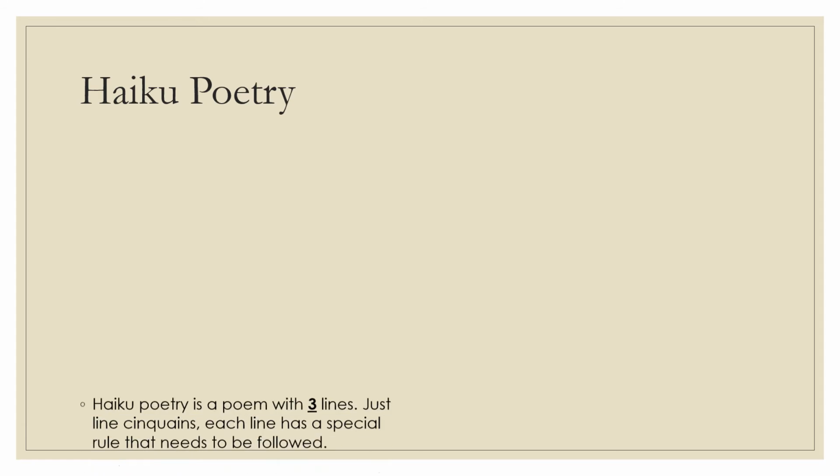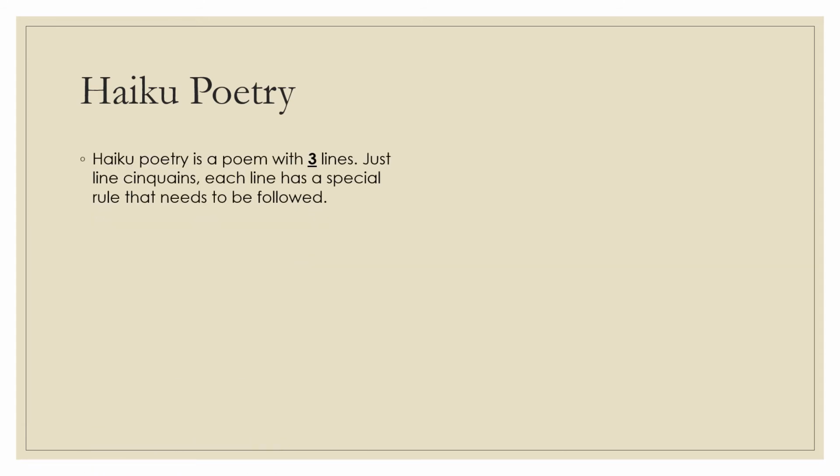Okay. Haiku poetry. A haiku poem is a poem with 3 lines, okay? It says just like cinquains, each line has a special rule that needs to be followed. So we're doing fewer lines than in a cinquain poem, but each line still has a rule, just like the cinquain poems all have rules for their lines.